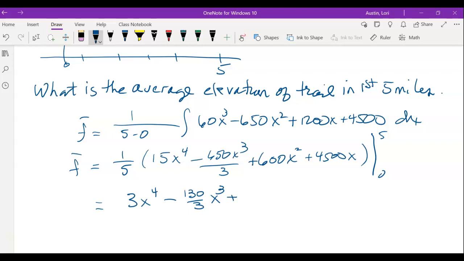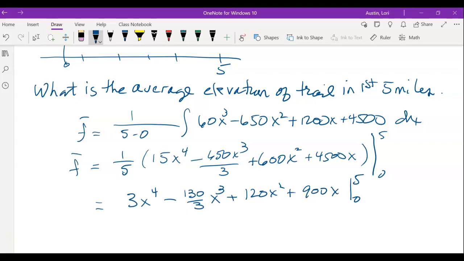I can take this 650 and divide by 5. It becomes 130. I'm leaving the 3 there. So 600 divided by 5? 120. And 900.